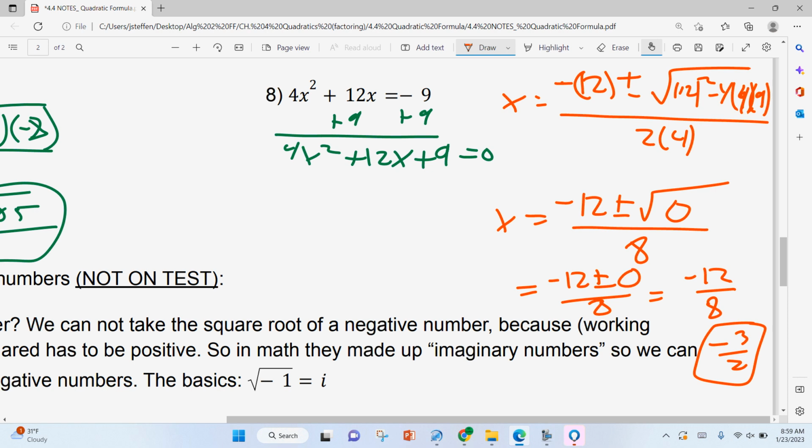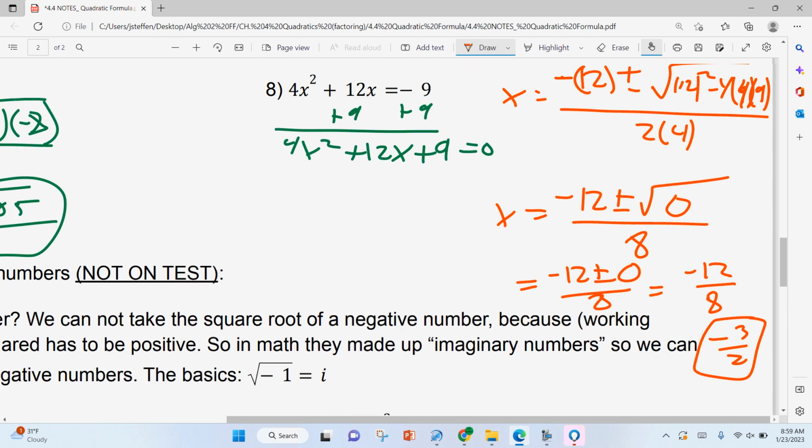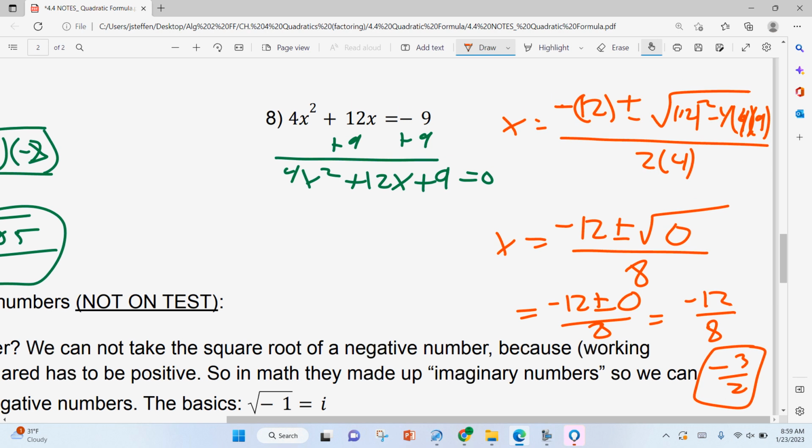And we'll look at that with graphing Thursday, Friday as well. But if you end up getting the square root of 0, that only gives you one answer. Again, that'll come into play a little bit later. Any questions on either of those?